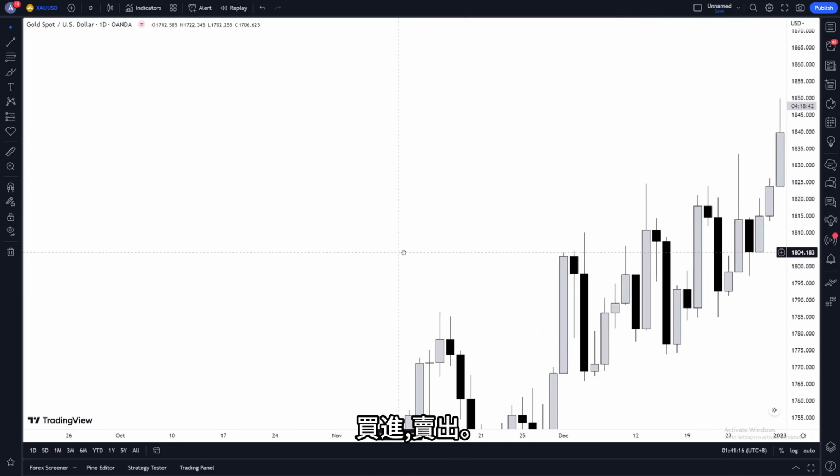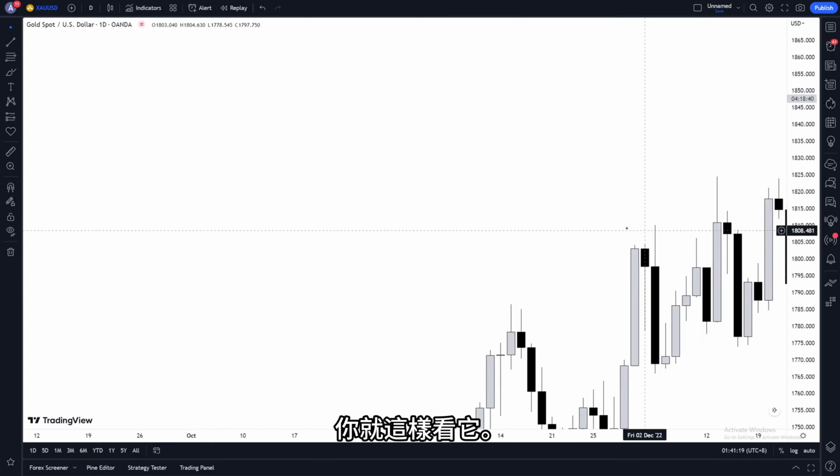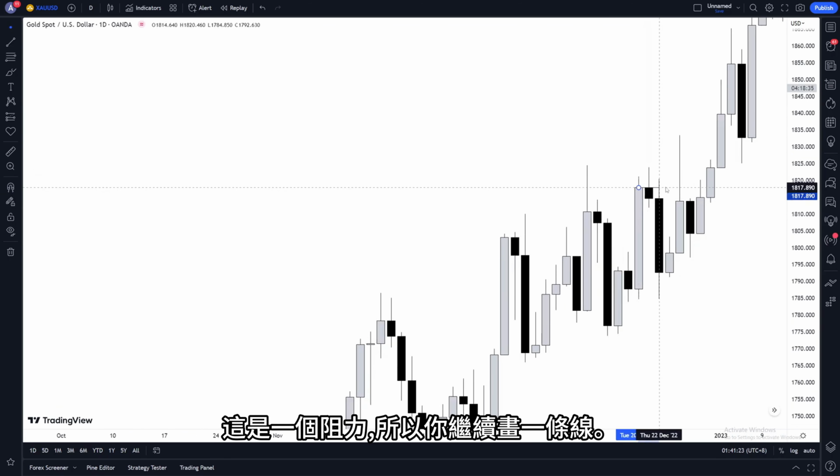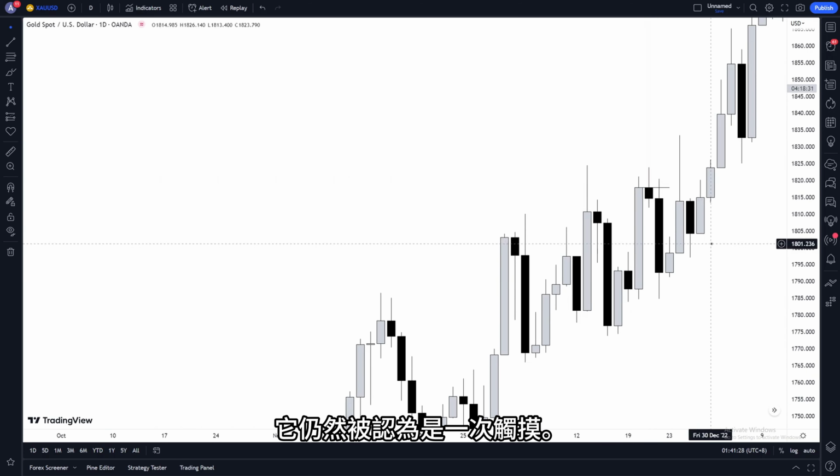Buy, sell. When you just look at it like that, buy, sell, that's a resistance. So you go ahead and you draw your line, right? Right after that, price comes and touches it. It's still considered a touch. It's still considered a test.